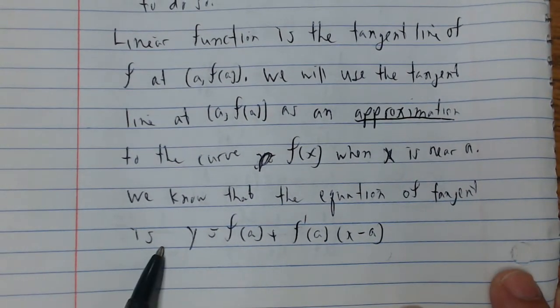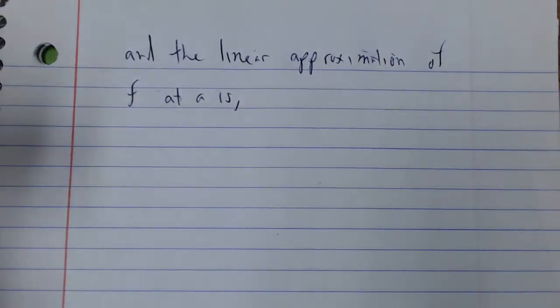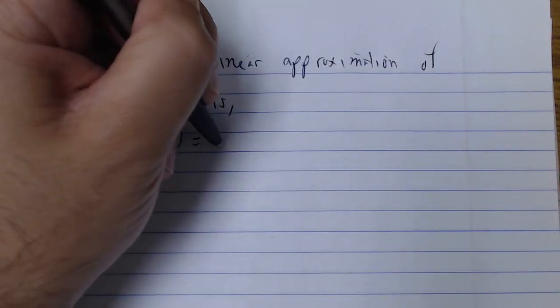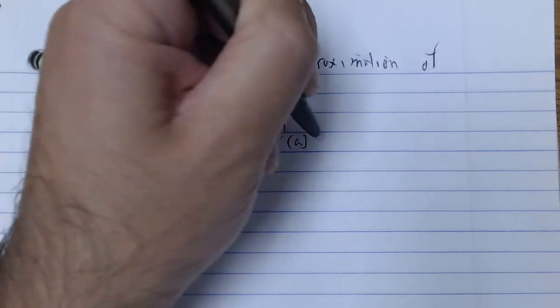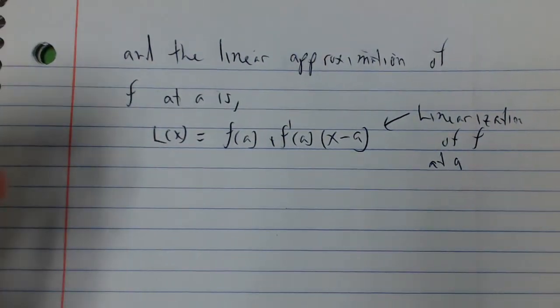So using the same equation, what we could say is the linear approximation of f at a is the following. And this is the same equation. We're just kind of changing variables. So L of x, which was the y in the earlier equation, equals f of a plus f prime of a times x minus a. Okay, so this is actually known as the linearization of f at a.